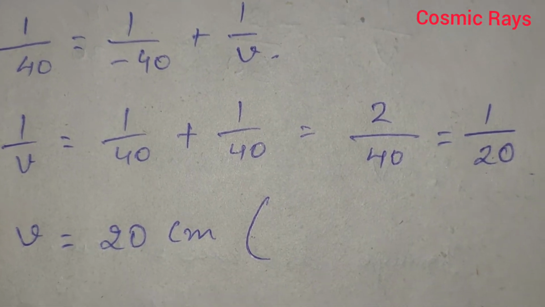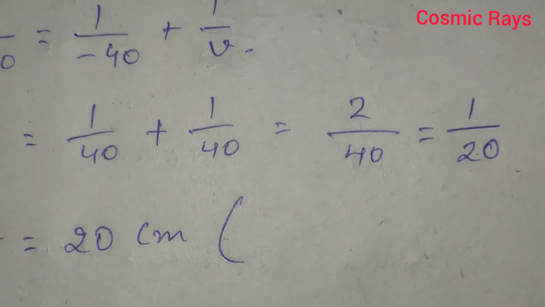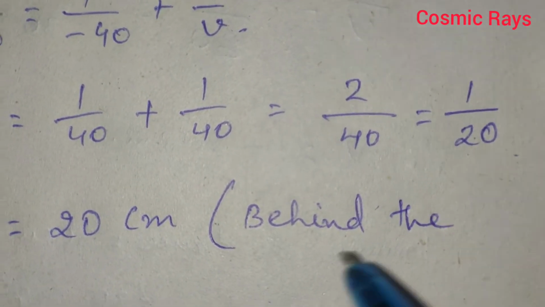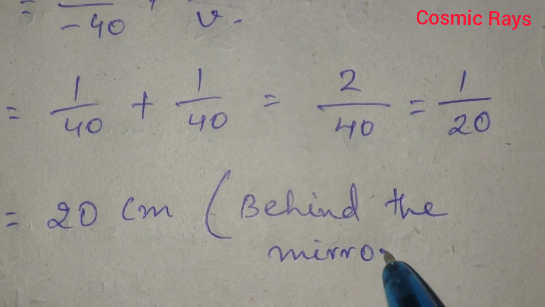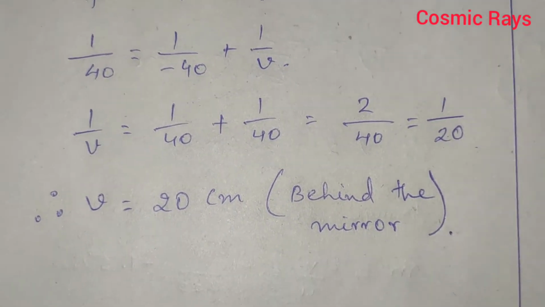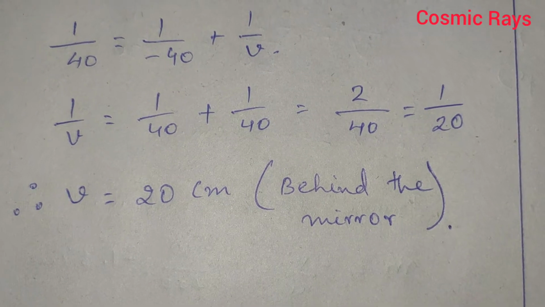And since this is a convex mirror, the image will be formed behind the mirror. Now this is the answer. Let's try the other type of question.